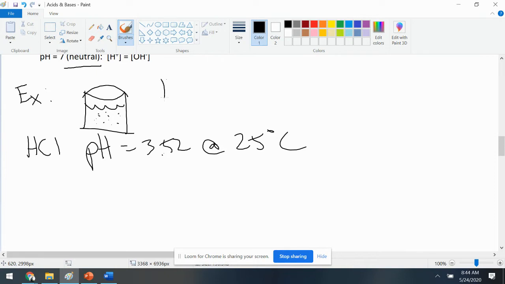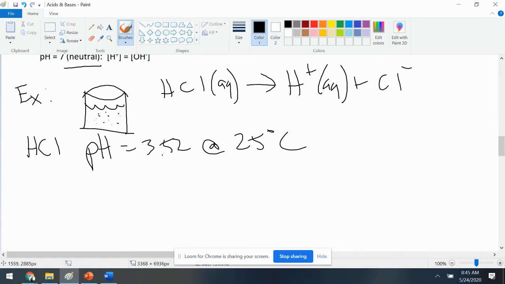So, we'll say HCl. Imagine as you put it in water, you put aqueous, it's going to completely dissociate. So, I'm going to put a single arrow, forward reaction, giving you H plus aqueous and your Cl minus, which is your chloride ion. Okay. So what we can do is, using the pH, calculate how much of those hydrogen ions are present in that solution.